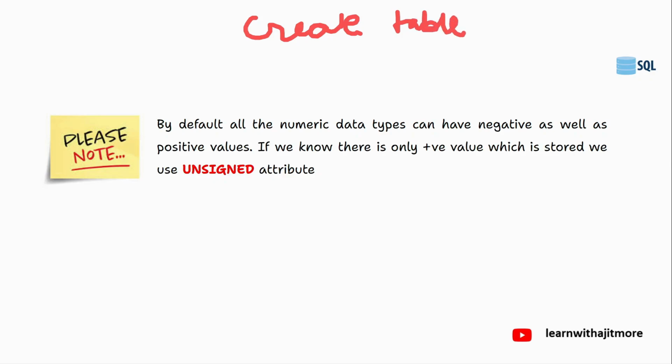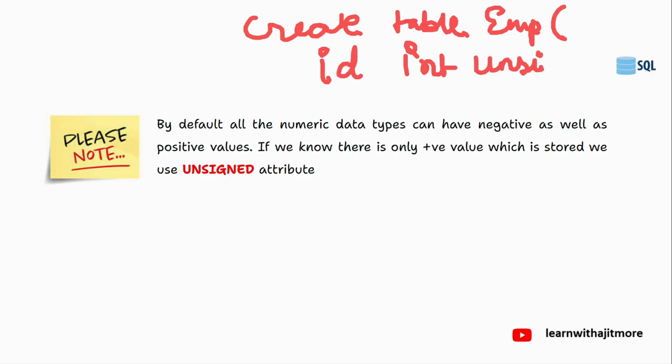Like if I'm creating a table, create table employee. Okay. And here we have ID. And for ID, you have given integer. And you know that employee ID is always positive. Employee ID will always be positive, never negative. So here you can add a keyword unsigned. So it confirms that ID will be always and always positive.